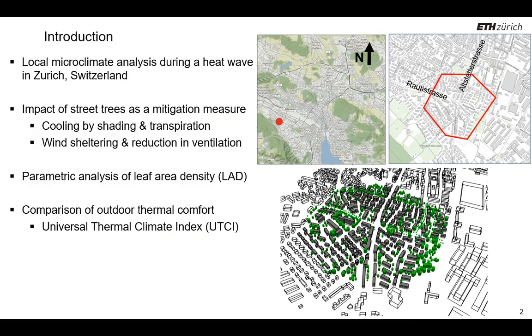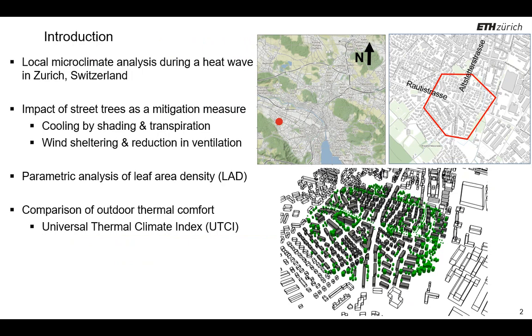So the trees are living beings, and they show a large amount of variation. This variation also appears in their impacts. We know their cooling mainly shows in terms of shading and transpiration, and all these impacts also depend on environmental factors. Wind sheltering and reduction in ventilation is one of the possible impacts of urban trees. You see here a case study.